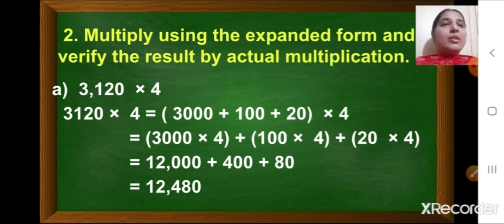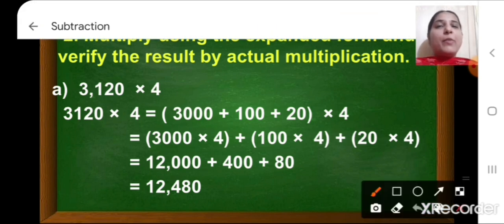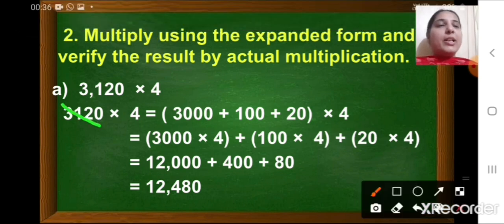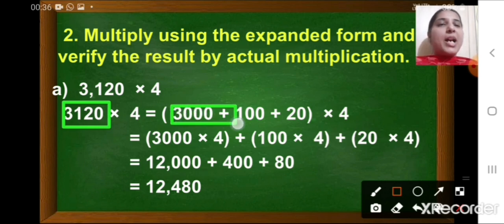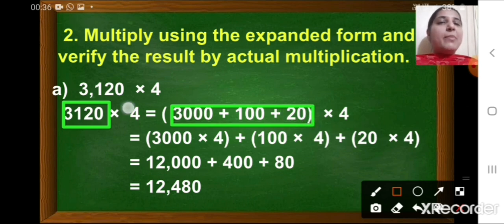Children, multiply using the expanded form and verify the result by actual multiplication. So children, 3,120 multiplied by 4. So when we multiply using the expanded form, first we write the expanded form of the given number. What will be the expanded form of 3,120 here? It will be 3,000 plus 100 plus 20 and multiplied by 4 here. So that we will write here 4.